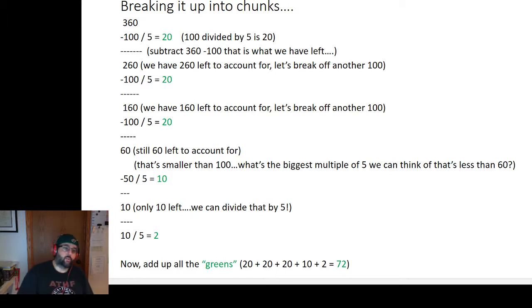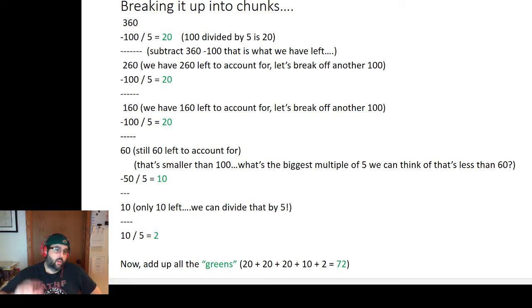Okay? So now, if you look at all the green numbers we have, if we add all these numbers together, that is the answer. Because we've broken it up into smaller chunks. And we basically said, okay, well, I know what 100 divided by 5 is, and since we started with 360, I can take 100 divided by 5 out, and then I can take another 100 and divide that by 5, take that out, etc.